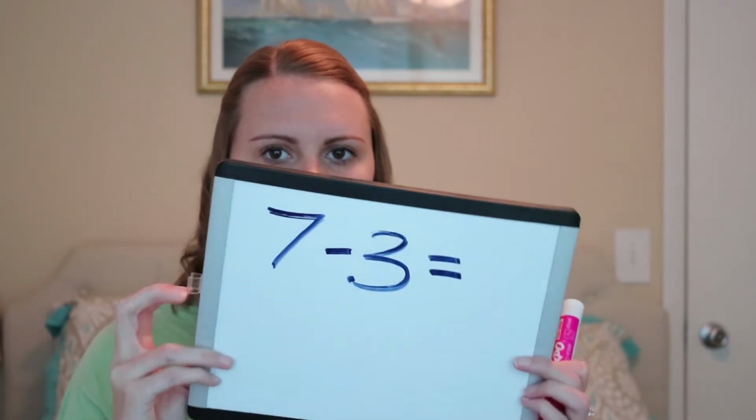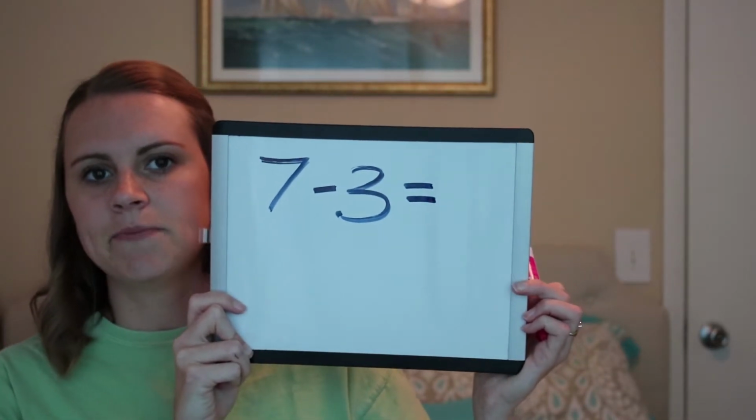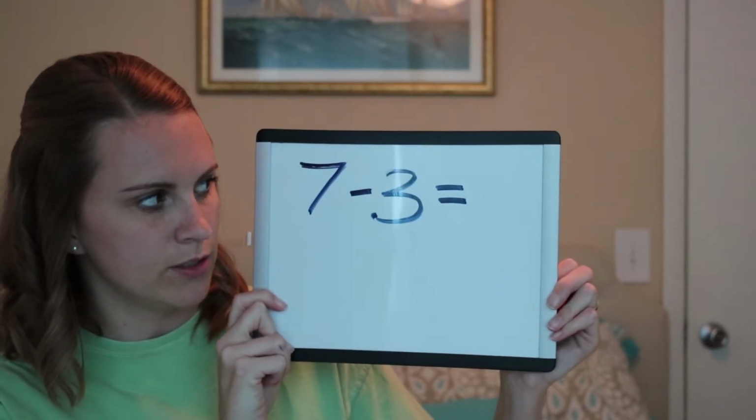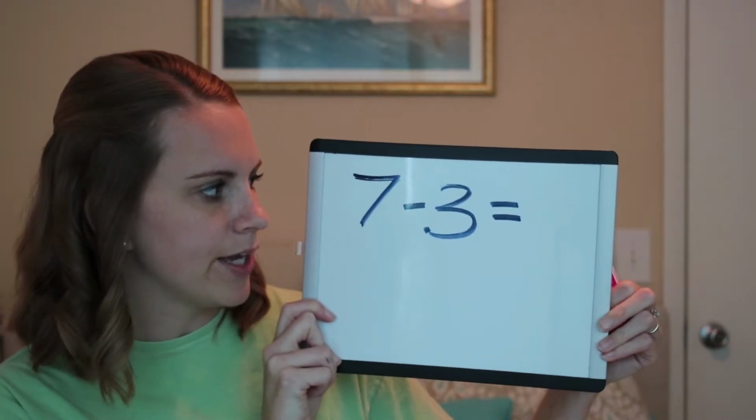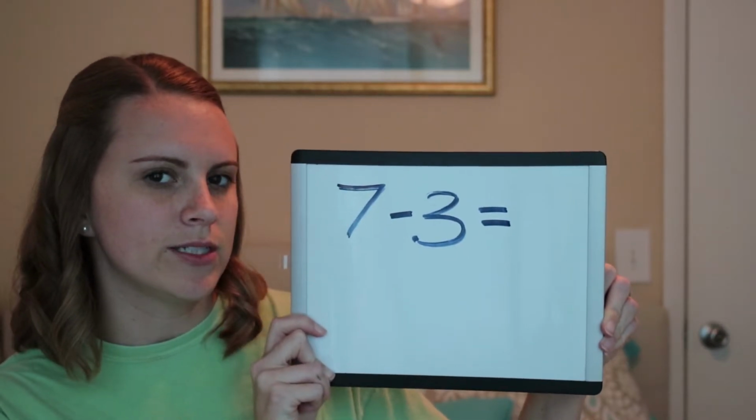All right, let's move on to the next one. Okay, so we're gonna do 7 this time. 7 minus 3 equals. So this is our math problem. 7 minus 3 equals. And we're trying to figure out if we have 7 items and we take away 3 of them, what does it equal?